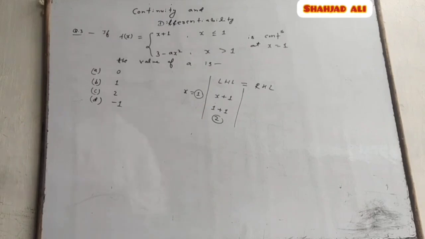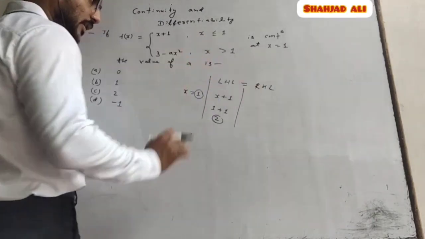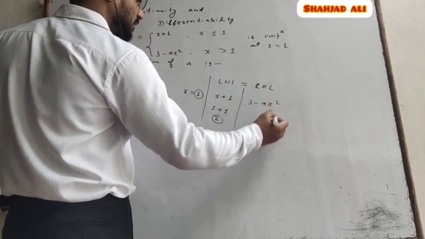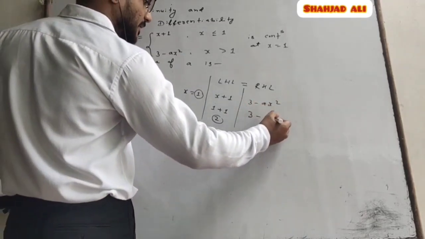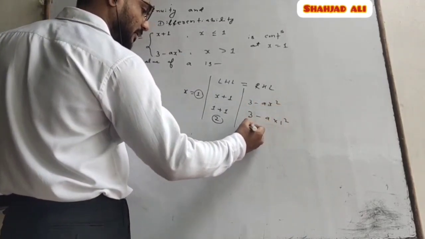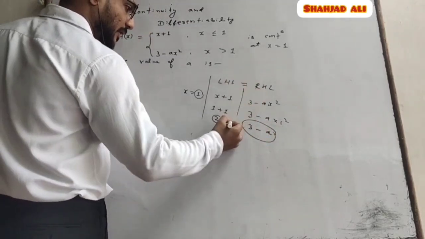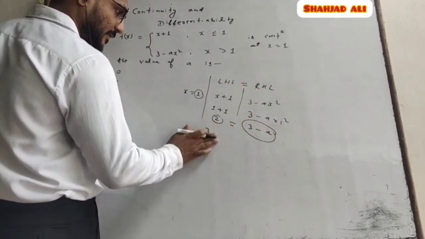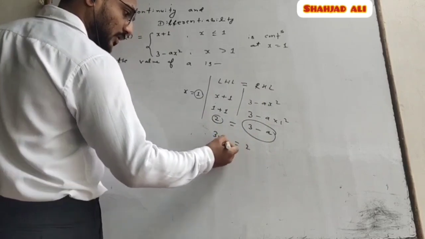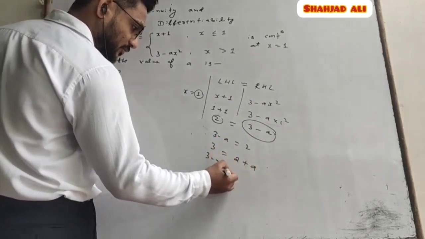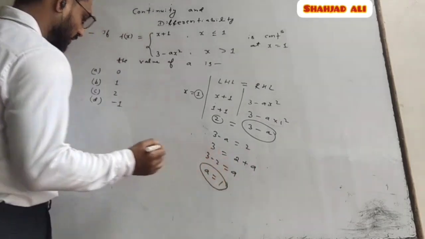Now when you calculate right hand limit, it is 3 minus ax square, so 3 minus a into 1 square, so 3 minus a. This is right hand limit, and because left hand limit is equal to right hand limit, 3 minus a is equal to 2, so 3 equals 2 plus a, or 3 minus 2 equals a, so a will be 1, option number.